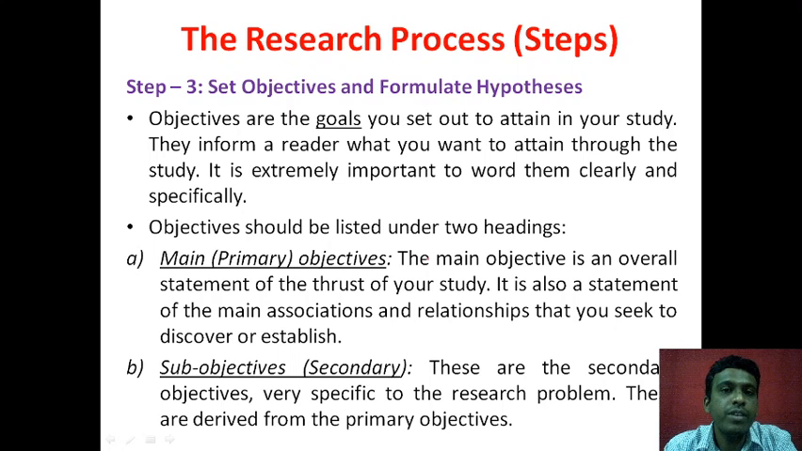Primary objective is an overall goal that you need to achieve. The main objective is an overall statement of the thrust of your study. Where exactly is your study, or what exactly are you studying? So it is also a statement of the main associations and relationships that you seek to discover in your research.